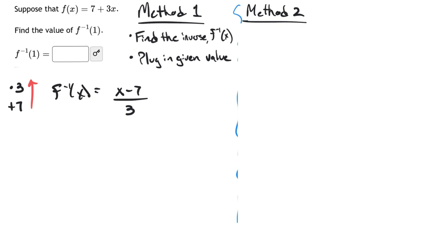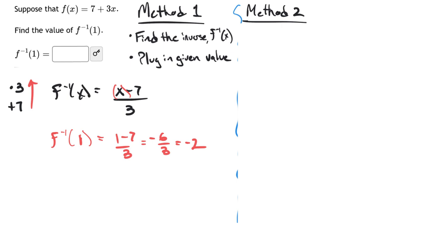And then what you'll do is you're going to plug 1 into that inverse where you see x. So we're actually plugging 1 into the inverse. So 1 minus 7 all over 3. So that's negative 6 divided by 3, which is equal to negative 2. So that means that the output is negative 2.